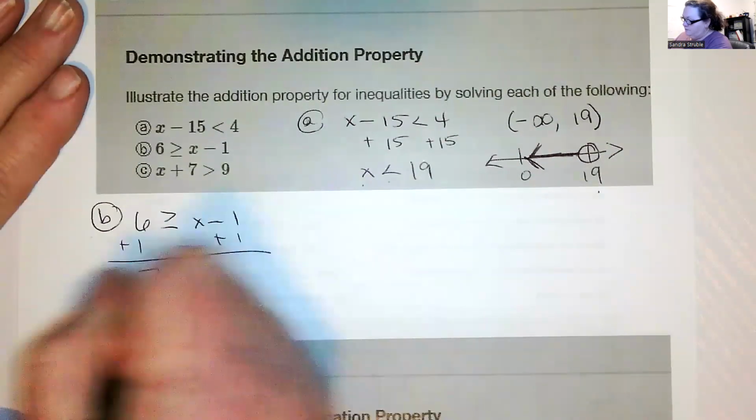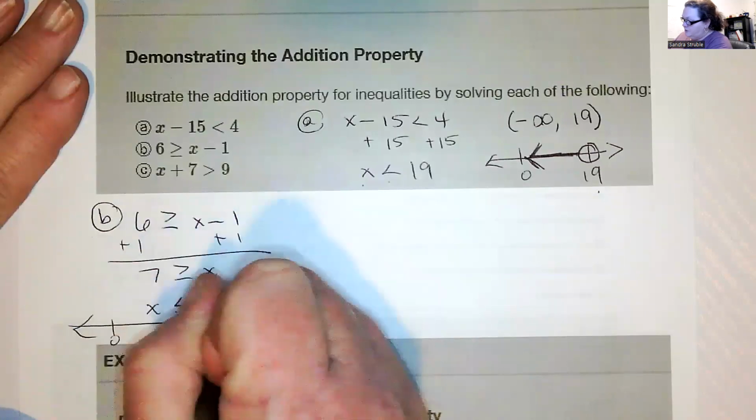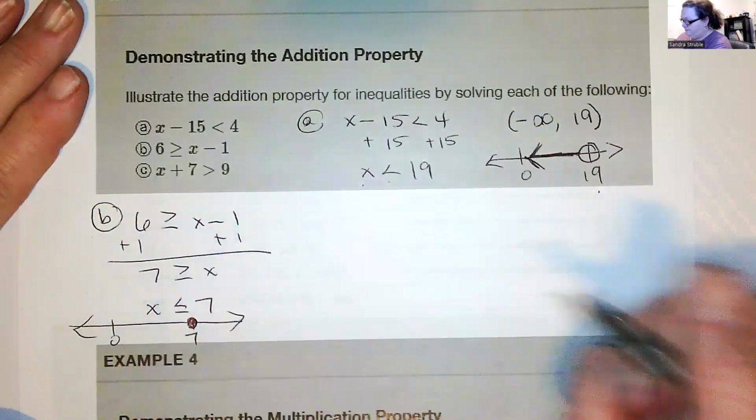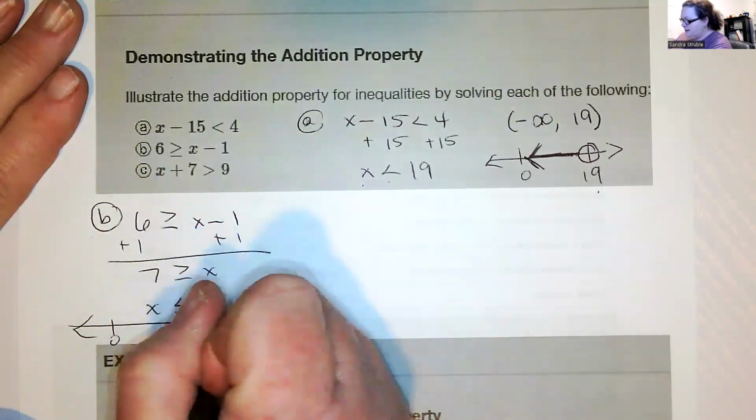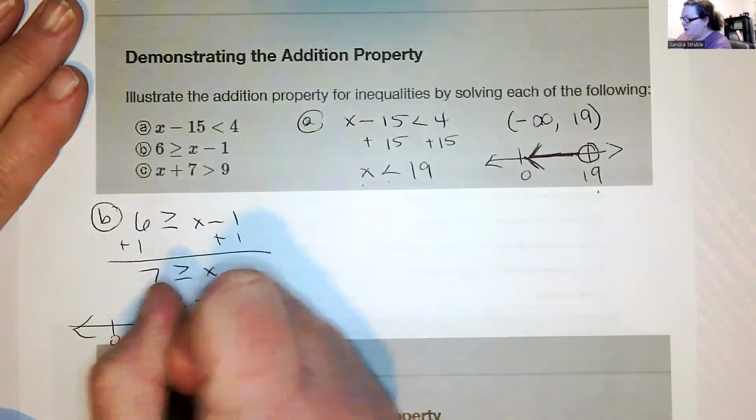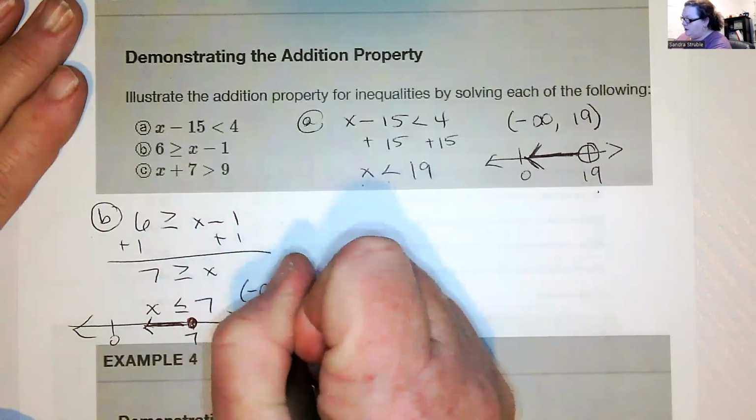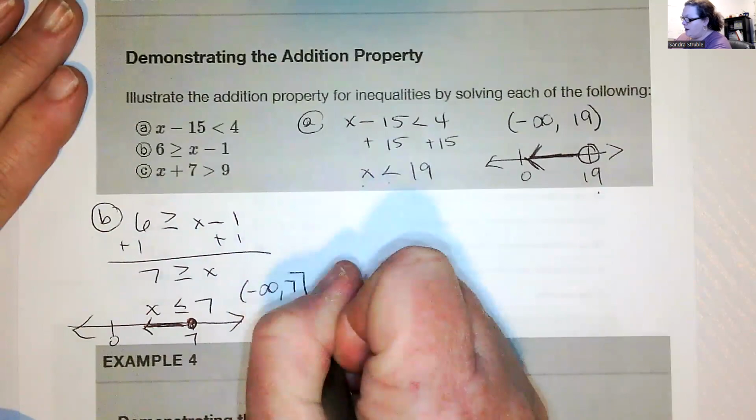Again, with the number line, 0, there's a 7. The 7 would get a dot if you're doing this in MyOpenMath. And it's less than, so the arrow goes to the left. In interval notation, you're going to have negative infinity to 7, and 7 gets a bracket.